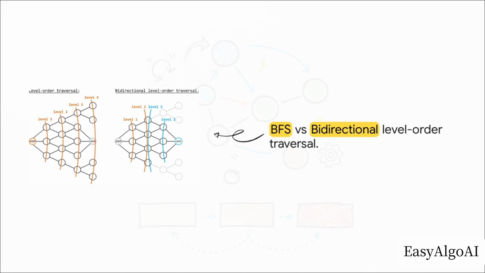With a standard BFS, we expand massive ripples all the way from the start node across the whole graph until it finally hits the end node. But think about this. Why search all the way from point A to point B, expanding this huge, wide search area, when you could just start a search from both ends simultaneously and simply meet in the middle?